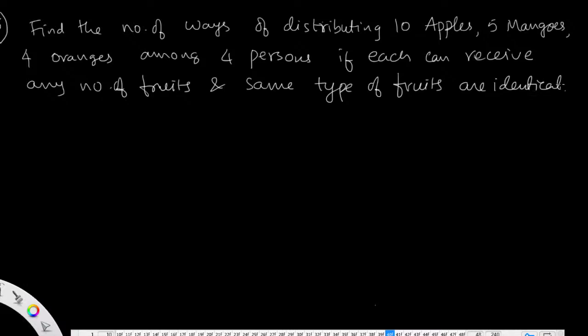These are all objective questions from previous year questions, Nana. So what is the answer? Hashwit, Akhilesh, Ritan, Vaishnavi, Mukunda, Dikshita. Find the number of ways of distributing 10 apples, 5 mangoes, 4 oranges among 4 persons if each can receive any number of fruits and same type of fruits are identical.